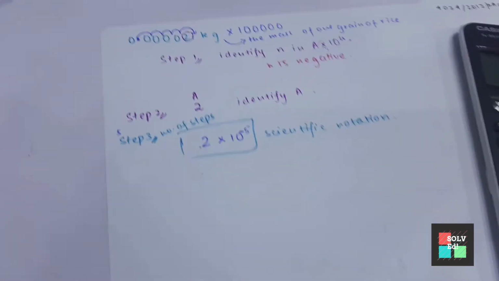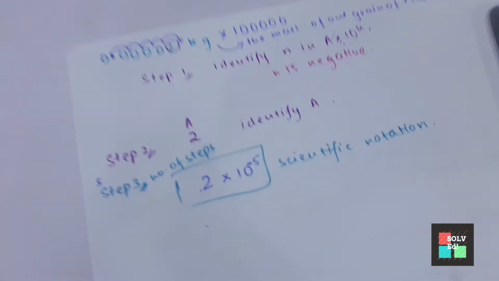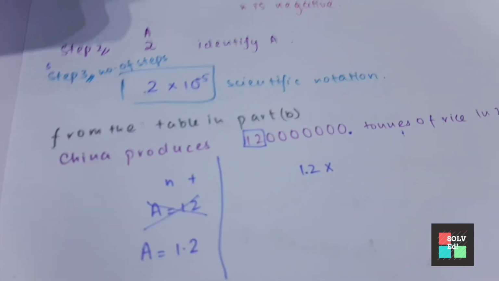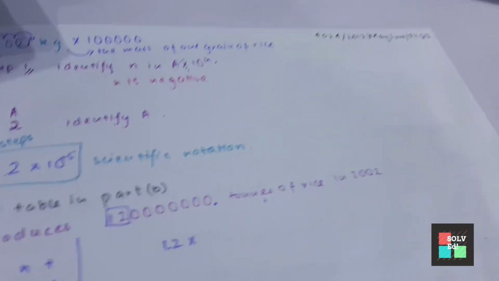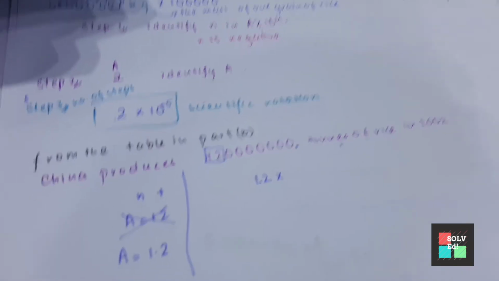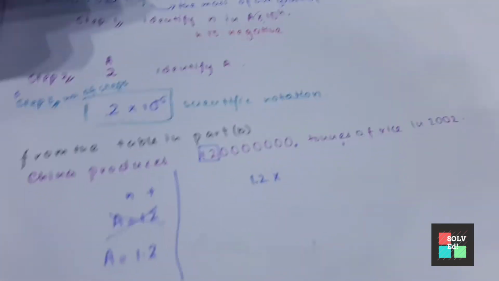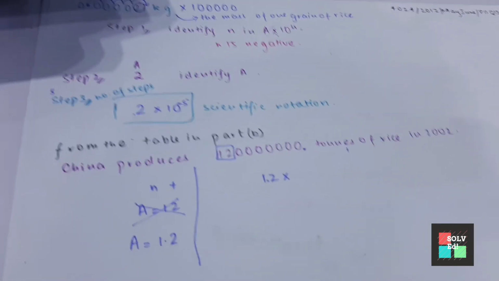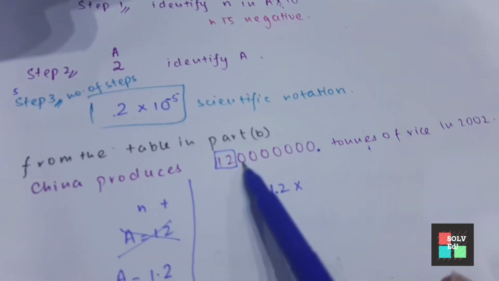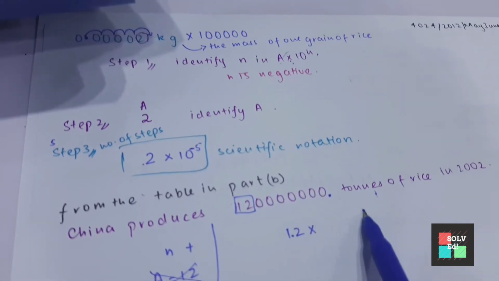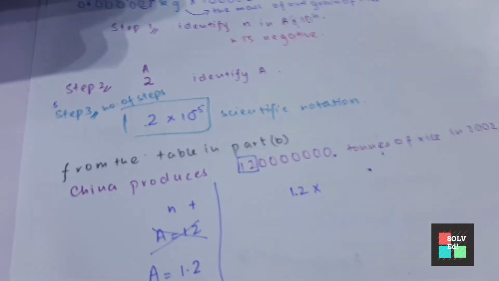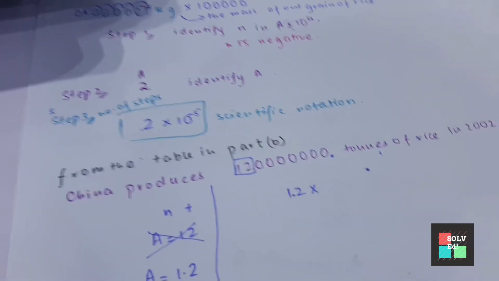And we're going to use the same steps for a bigger number now. So this question, the same question right here, says China produces this number of tons of rice in 2002. The first step is to identify n. N is positive because this is a big number, on the bigger scale rather than the smaller scale. The second thing is to identify A.